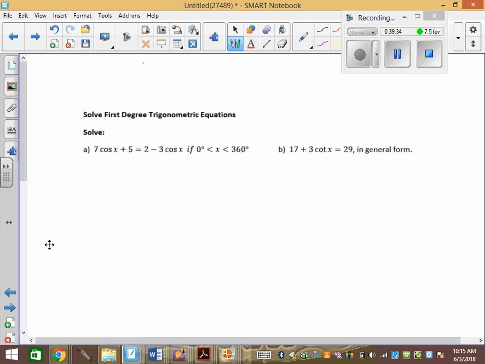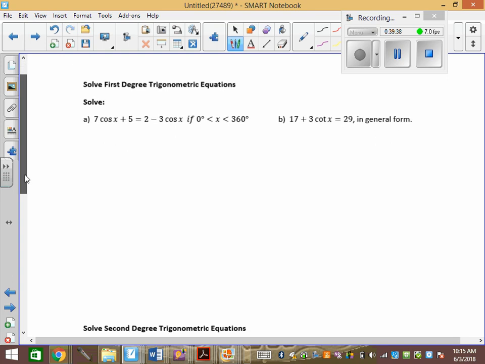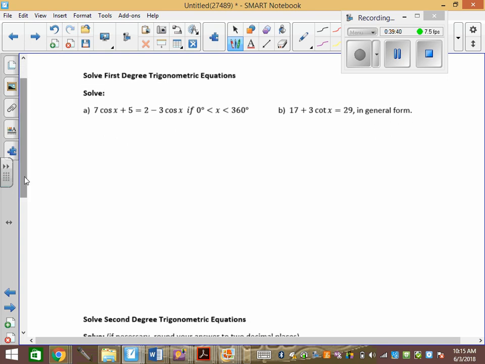Last page. So solve first degree trigonometric equations. The first one is, these are all first degree, so they're linear. So you're going to get the cosine to one side and everything else to the other. If in this case you want to say m equals cos x, so it's easier to solve for you, go ahead. But don't forget to put the cos x back in.